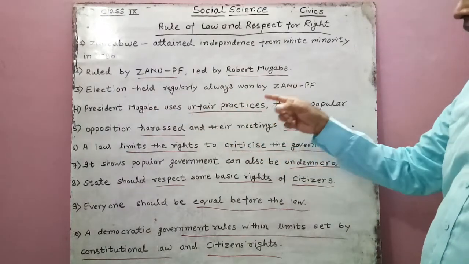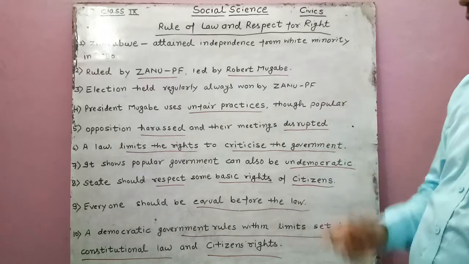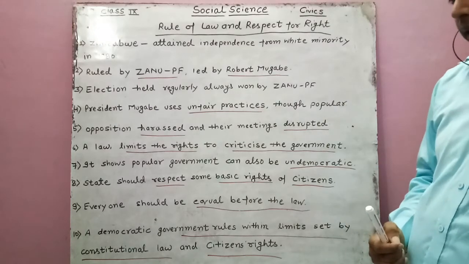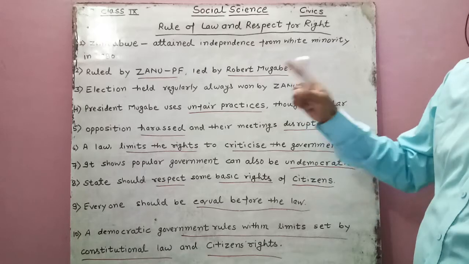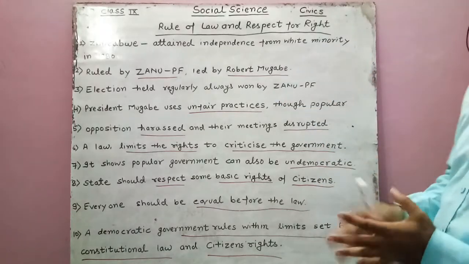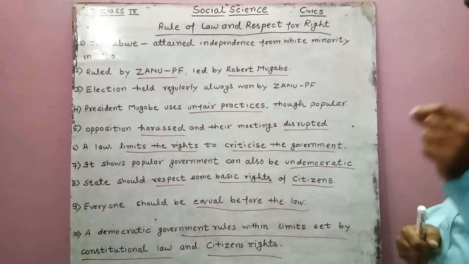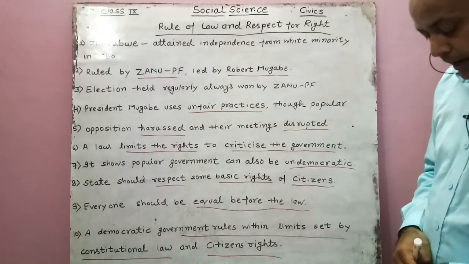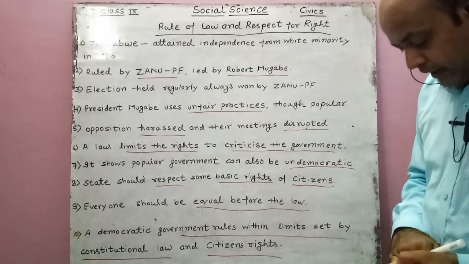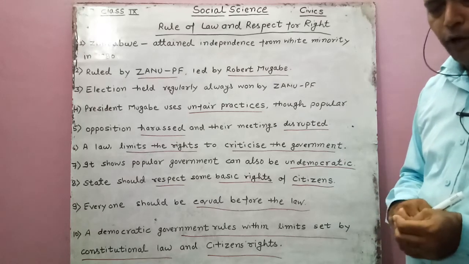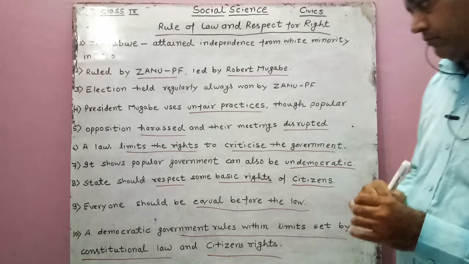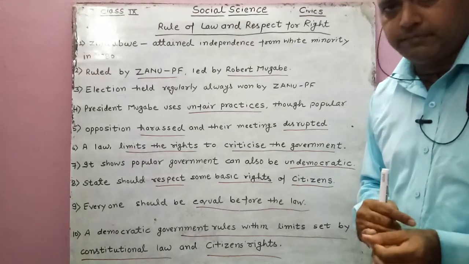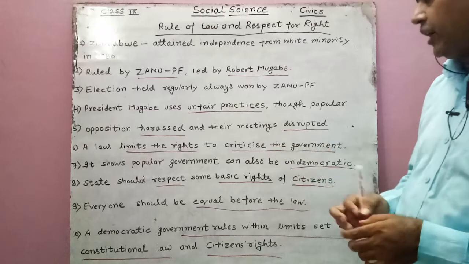President Mugabe used unfair practices. Elections were held regularly in Zimbabwe, but the election was always won by ZANU PF, led by Robert Mugabe. Why? Because Mugabe used unfair practices. He also changed the constitution several times, increased the power of the president and made him less accountable. It means through unfair practices, Robert Mugabe retained his position in Zimbabwe.